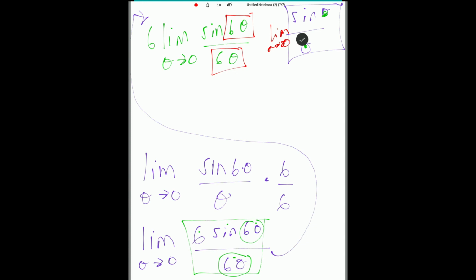So now we know that this limit here is equal to what? 1. And since this is equal to 1 and this is 6 times 1, then the answer would be 6. In other words, what this is saying in conclusion is that the limit of sine 6 theta over theta as theta approaches 0 is equal to 6.